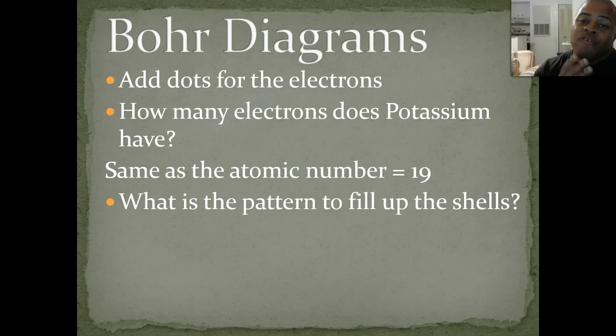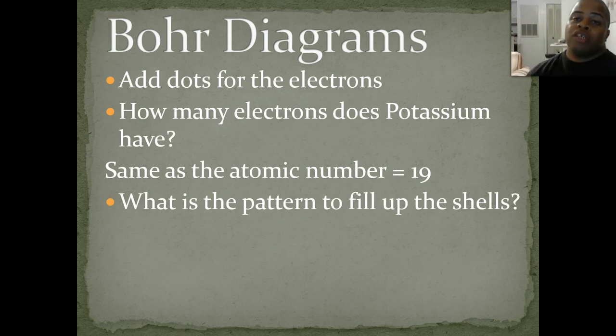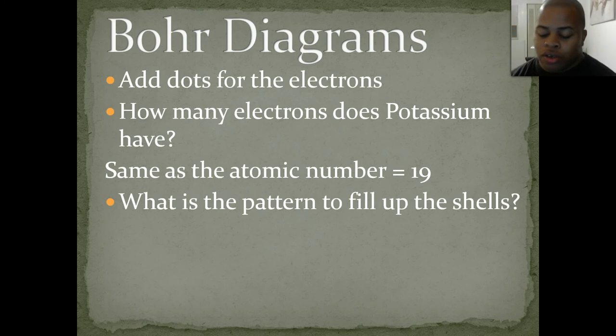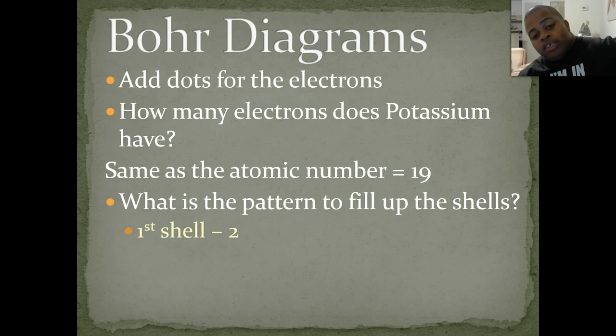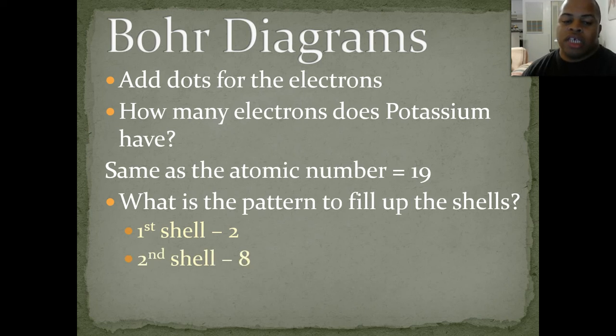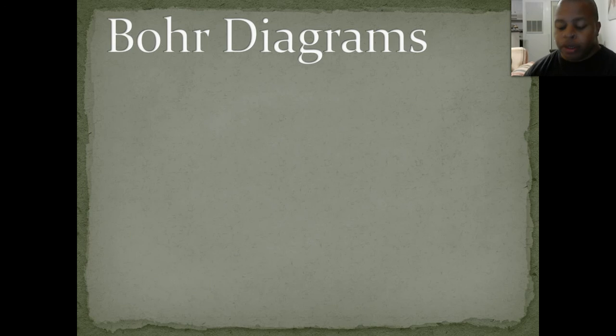Now, how do we fill up these shells? Do you just randomly start putting dots everywhere and say, okay, things are okay? Or is there some sort of method to the madness? There is a method. The first and smallest shell, starting from the inside, can only hold 2 electrons, the second shell 8, third shell 8, and then it builds from there.